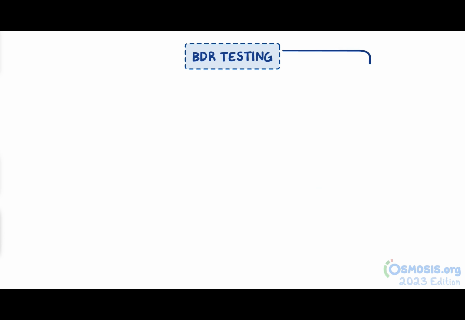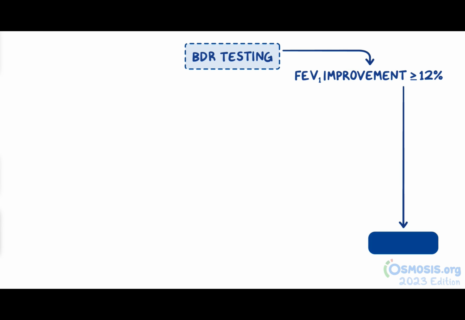If BDR testing reveals an improvement in FEV1 of 12% or more after SABA administration, you can make a confident diagnosis of asthma. On the other hand, if BDR testing reveals an improvement of FEV1 of less than 12% after SABA administration, then it's not considered significant.